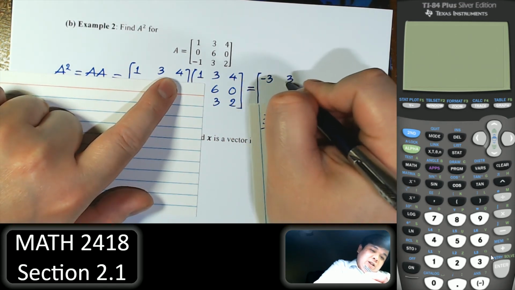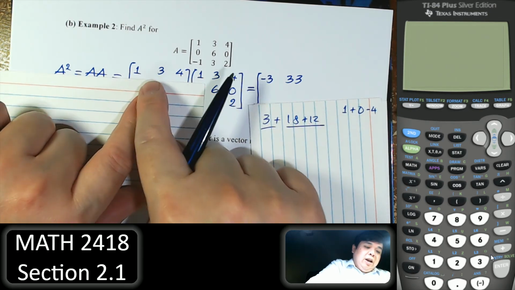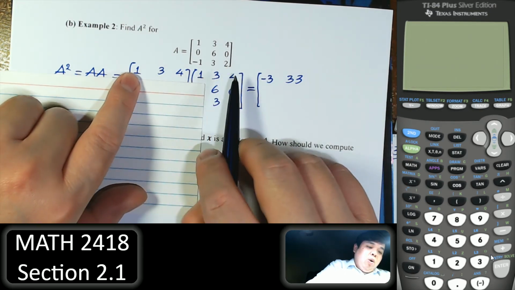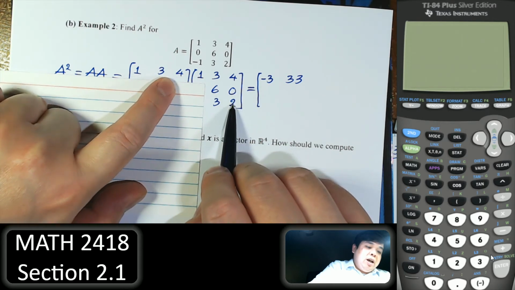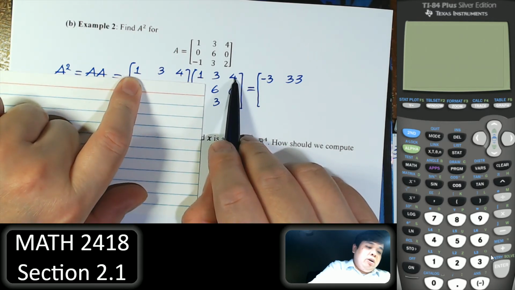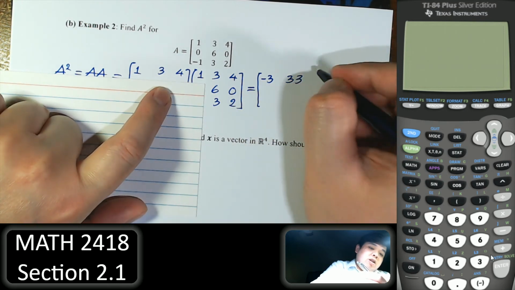And then row times last column. 1 times 4 is 4, 3 times 0 is 0, 4 times 2 is 8. So we have 4 and 8. 4 plus 8, 12.